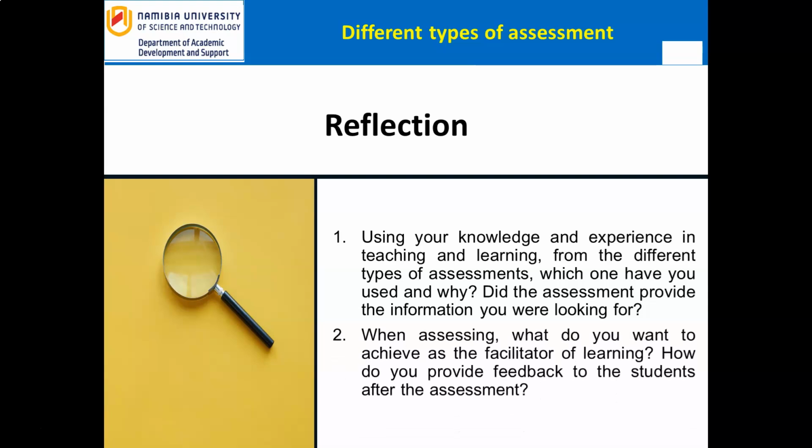2. When assessing, what do you want to achieve as the facilitator of learning? How do you provide feedback to the students after the assessment? Reflect in writing on these two questions using the Gibbs Reflective Cycle Guide, which will be shared with you in this module. Compile your reflection in the e-journal available within the e-learning platform in use in this self-paced online course. Share your reflections with your colleagues at work and also share them on the Community of Practice platform, which will be shared with you.